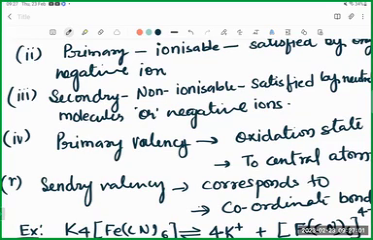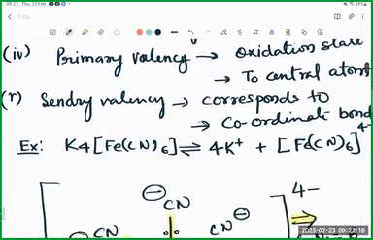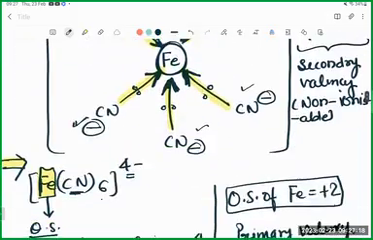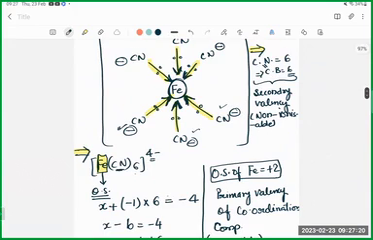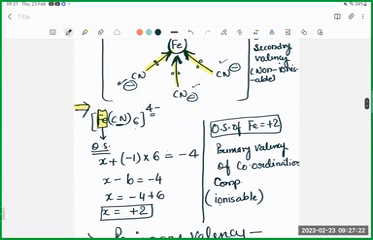Primary valency corresponds to the oxidation state of the central metal atom. Secondary valency corresponds to the coordinate bond present between the metal atom and the ligand. I have explained all of the above with examples, as written in a sentence here.